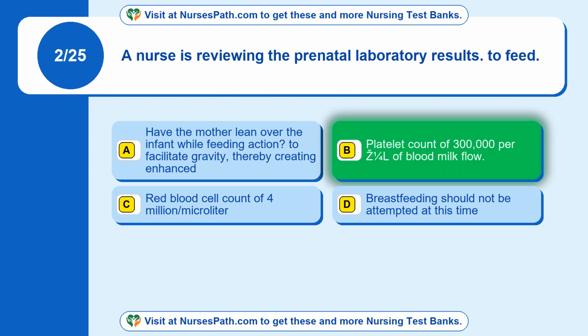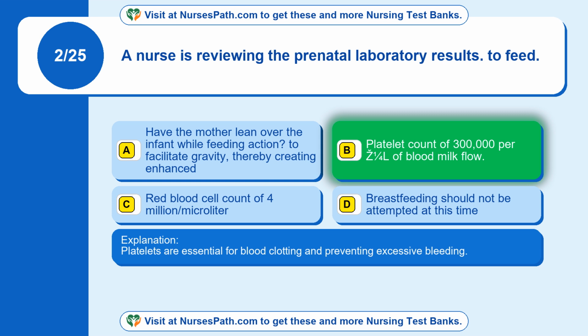The correct answer is Option B. Platelet count of 300,000 per microliter of blood. Platelets are essential for blood clotting and preventing excessive bleeding.